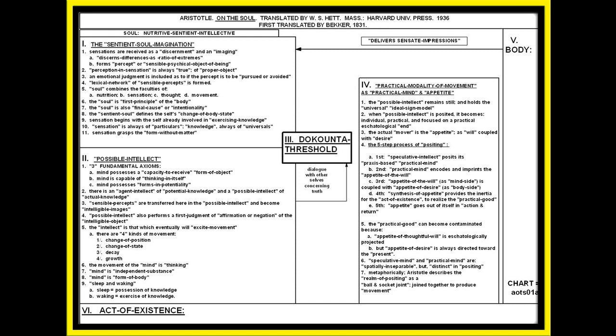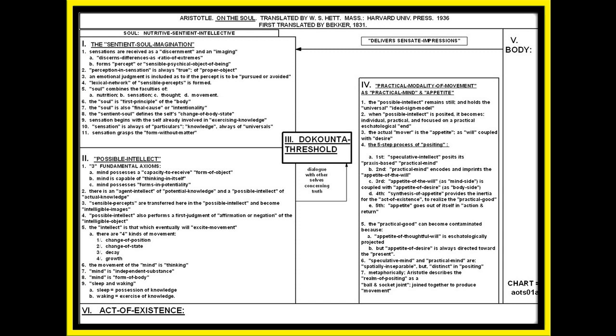Then the appetite of the will as the mind side is coupled with the appetite of desire as the body side, and the synthesis of the two in appetite provides the inertia for the actual action of existence in order to realize the practical good. So then appetite goes out of itself in action and return.